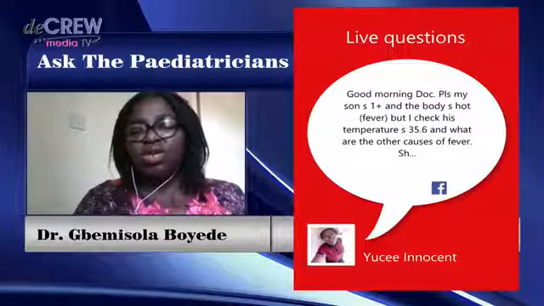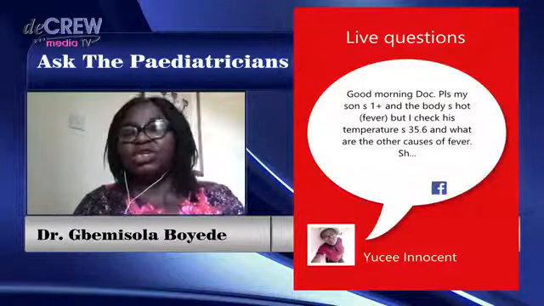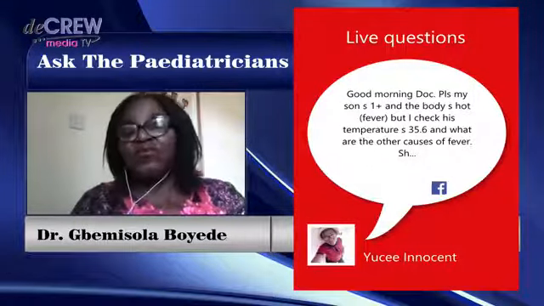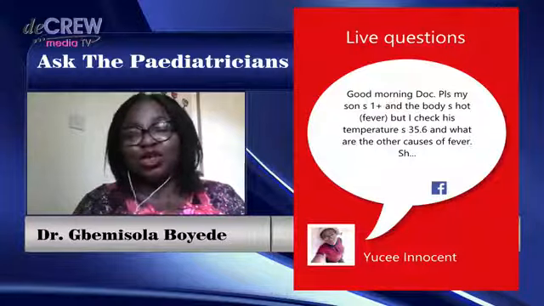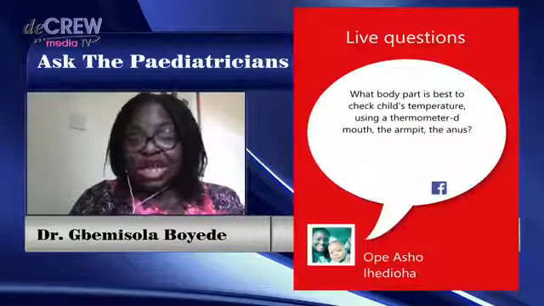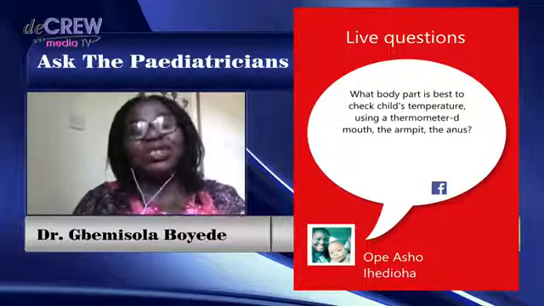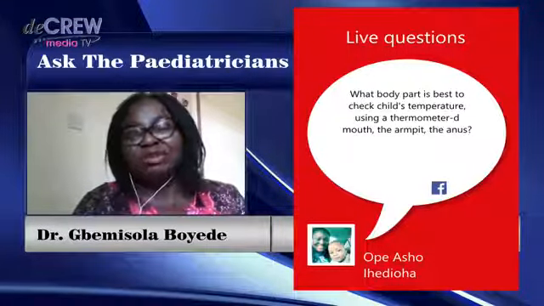Okay, so Innocent is asking that my son is 1+ and the body is hot, but I check the temperature and it is 35.6. Number one, Innocent, 35.6 is not fever. That is even below normal temperature. So if you really think the child is having fever, maybe you may want to use another thermometer. Maybe your thermometer is faulty, it could be 40. Especially if you are really convinced that the child is really hot physically and you are getting 35.6, go and throw away that thermometer and get another one. Or take the child to the hospital so that they can check the child for you.